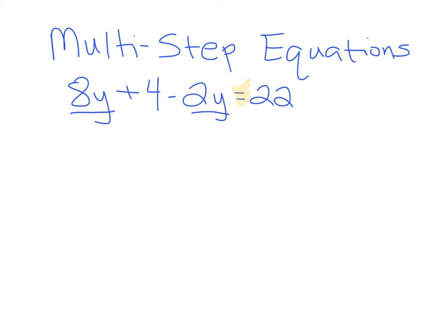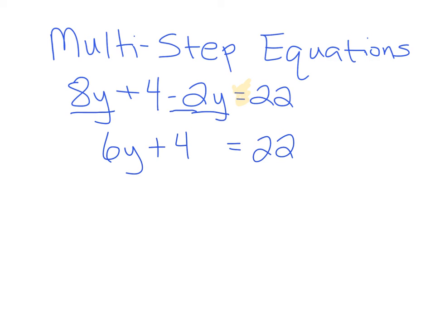That means I can put these together. Since they're on the same side of the equation, I do not have to change any signs. I'm just going to use the signs that they already have. So that's 8y minus 2y, which will make this 6y. Everything else is going to be the same. I'm just going to bring down that plus 4 and my equals and my 22.